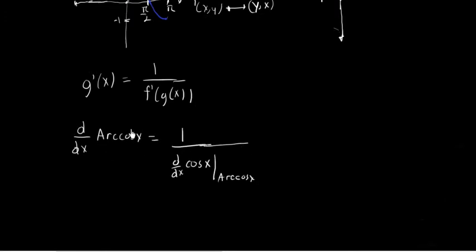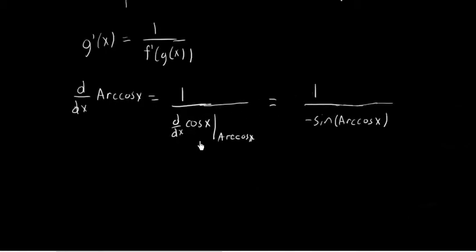In this case, that would be the derivative of the arccosine of x is 1 over the derivative of cosine, but instead of being evaluated at x, it's evaluated at the arccosine. So the derivative of cosine of x is negative sine of x, but instead of evaluating it at x, we'll evaluate it at arccosine of x. So we have 1 over minus sine of arccosine of x.